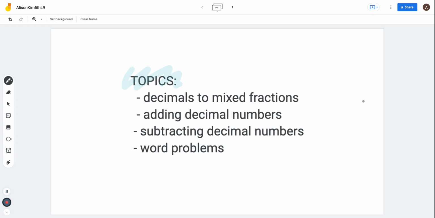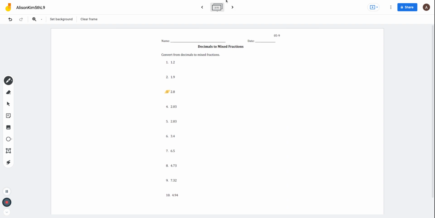Hi, fifth graders. Today's topics are going to be on turning decimals into mixed fractions, adding decimals, subtracting decimals, and word problems. We're going to start off with turning decimals into fractions.